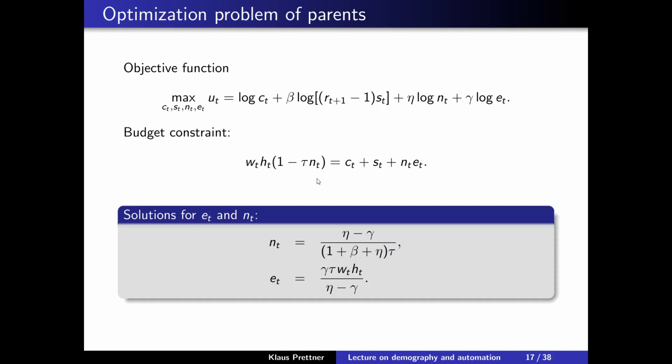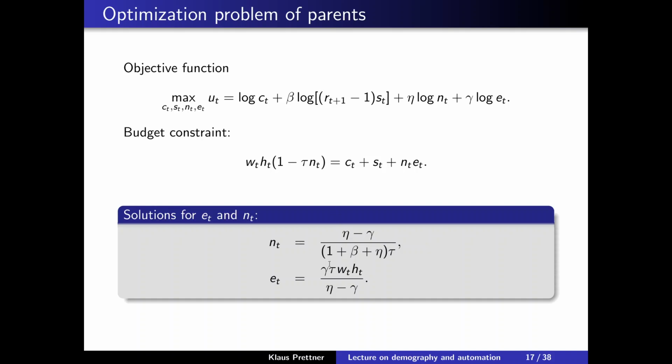In addition, families have to obey a budget constraint, of course, so they cannot spend more on consumption, savings, and educating their children than their wage income, where W_t times H_t would be the wage income of a household if it supplied the whole available time on the labor market, which we normalize to 1. So we have to subtract from this whole available time for work the time that families spend on rearing children. So tau is the time requirement for each child.